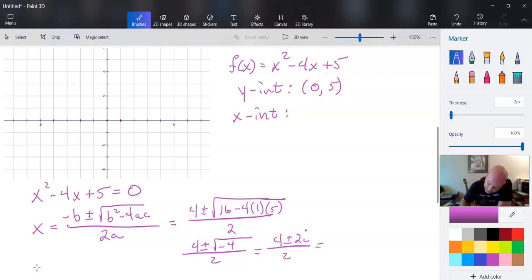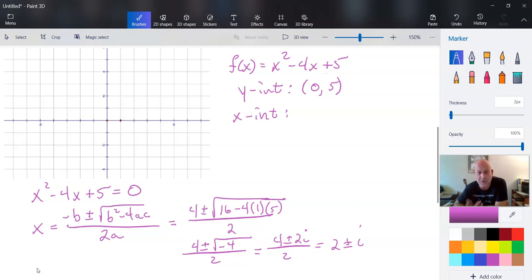Now we can separate this out over this denominator of 2. So 4 divided by 2 is 2 plus or minus. And then 2i divided by 2 is just i. Right? So we just simplified that down. Now, here's what's really nice about this.